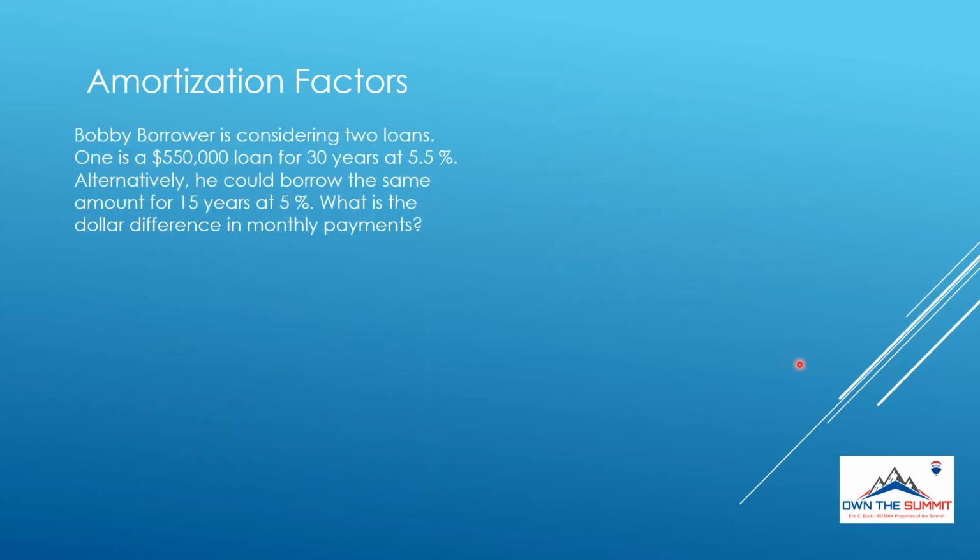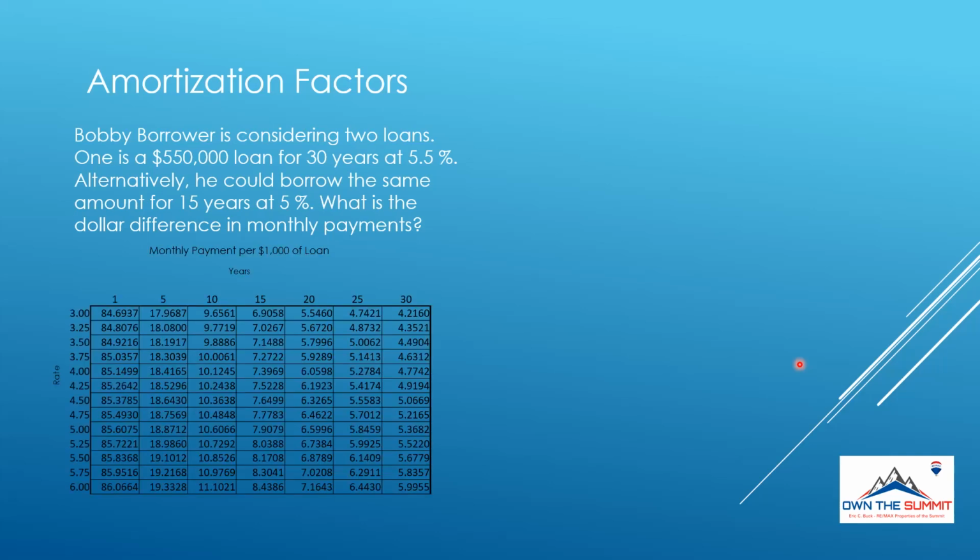Now let's look at another example. Bobby Borrower is considering two loans. One is $550,000 for 30 years at 5.5%. Alternatively, he can borrow the same amount for 15 years at 5%. What's the dollar difference in monthly payments? This is a very popular type of question on the exam. Well, again, not having the factors given to us in the question, we need the amortization table, and the exam will provide you with the table if they're not providing you with the factors. So, factor for 30 years at 5.5% is 5.6779.